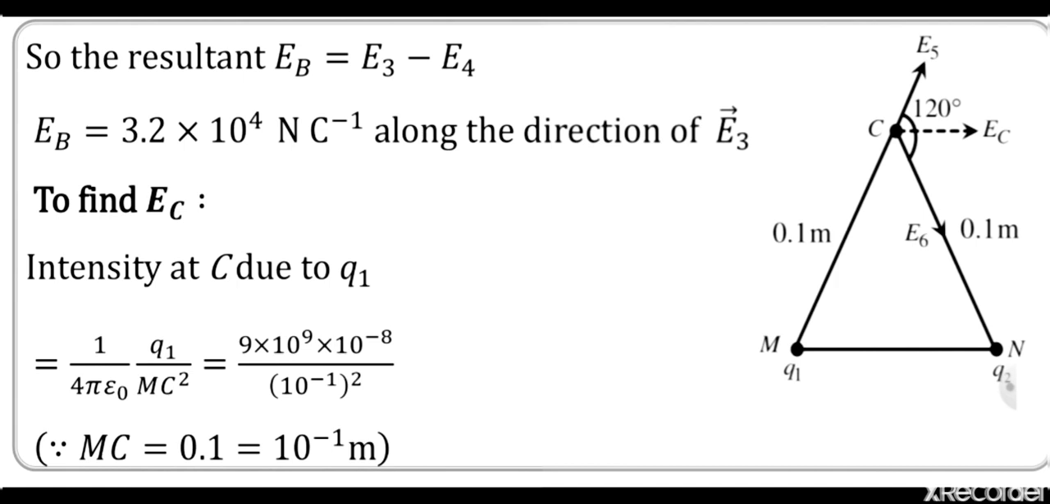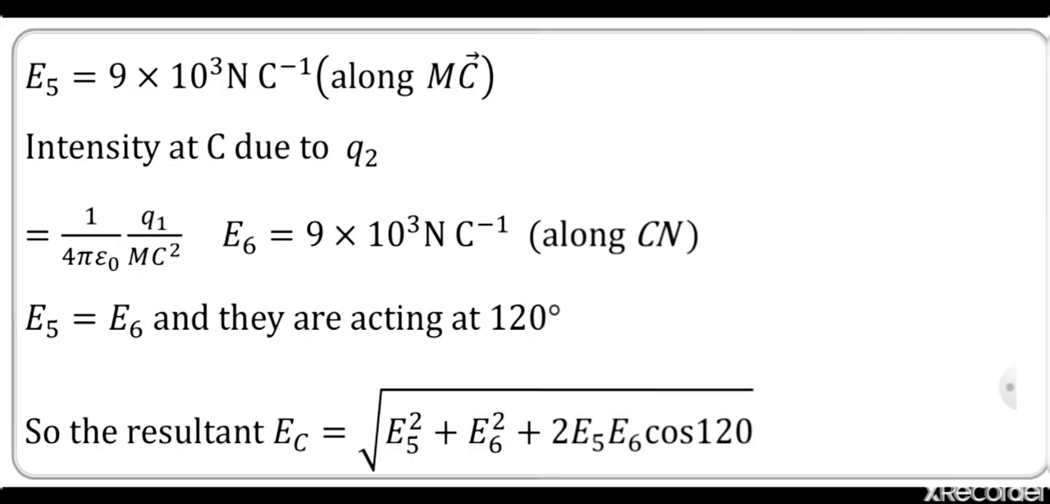So now find out the E5 value by using this formula, kq by r square, where the 0.1 we take as 10 power minus 1 here, and find out the E5. In the same way, find out the E6 also. You will get the E6 also the same value because the charge magnitudes are the same on both sides. So E5 and E6 are the same and they are acting with an angle of 120 degrees.